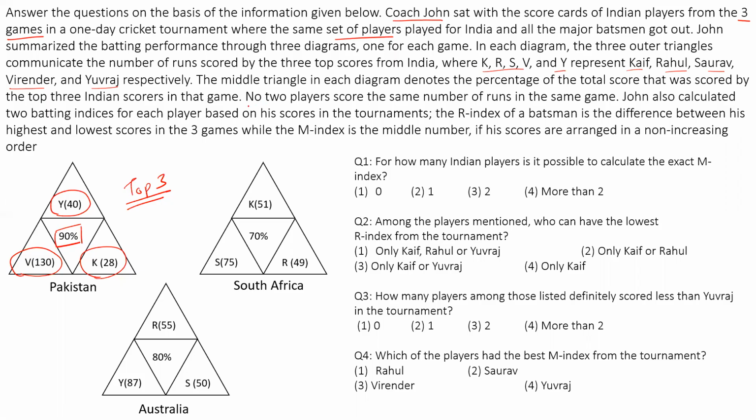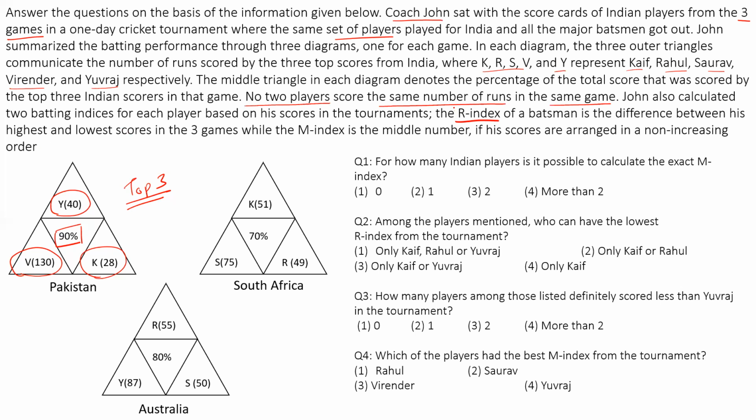Next line, they are saying no 2 players score the same number of runs in the same game. John also calculated 2 batting indices for each player based on his scores in the tournament. First is R index. What is R index? R index of a batsman is the difference between his highest and lowest score.